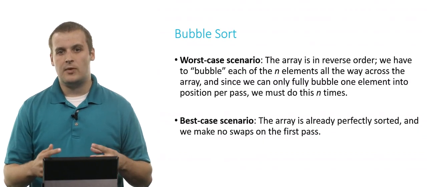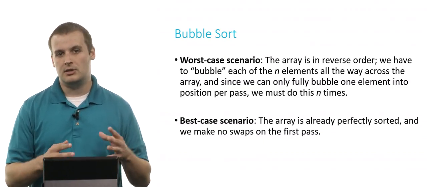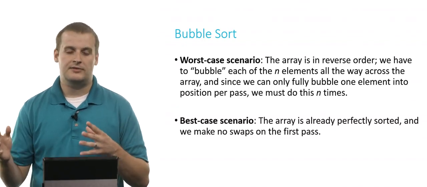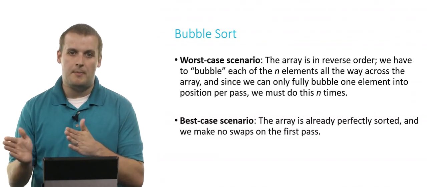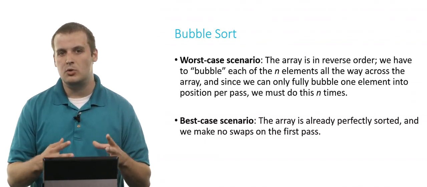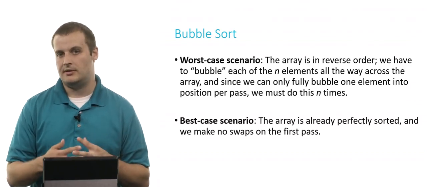In the worst case, the array is in completely reverse order. And so we have to bubble each of the large elements all the way across the array. And we effectively also have to bubble all of the small elements back all the way across the array too. So each of the n elements has to move across all of the other n elements. So that's the worst case scenario.